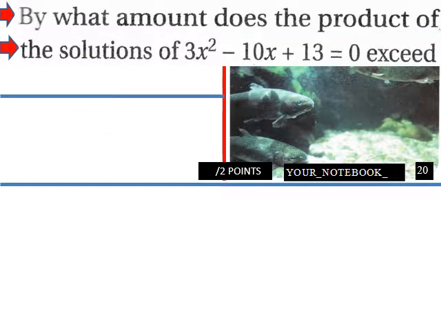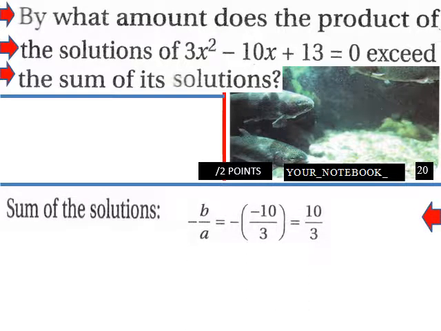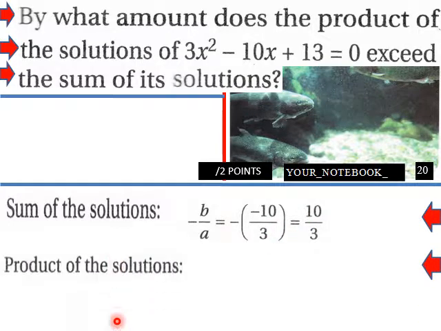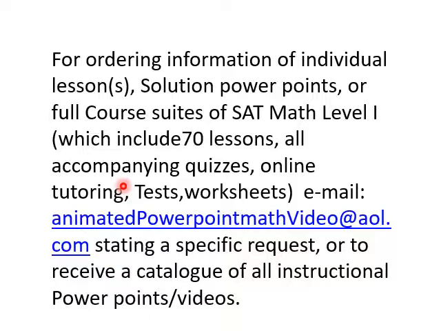By what amount does the product of the solutions of 3x squared minus 10x plus 13 equals 0 exceed the sum of its solutions? The sum of its solutions here would be negative b over a, negative negative 10 over 3, which equals 10 over 3. The product of the solutions would be c over a, which would be 13 over 3. The product of the solutions exceeds their sum by 13 over 3 minus 10 over 3 equals 1. So that would be another way of solving quadratics.